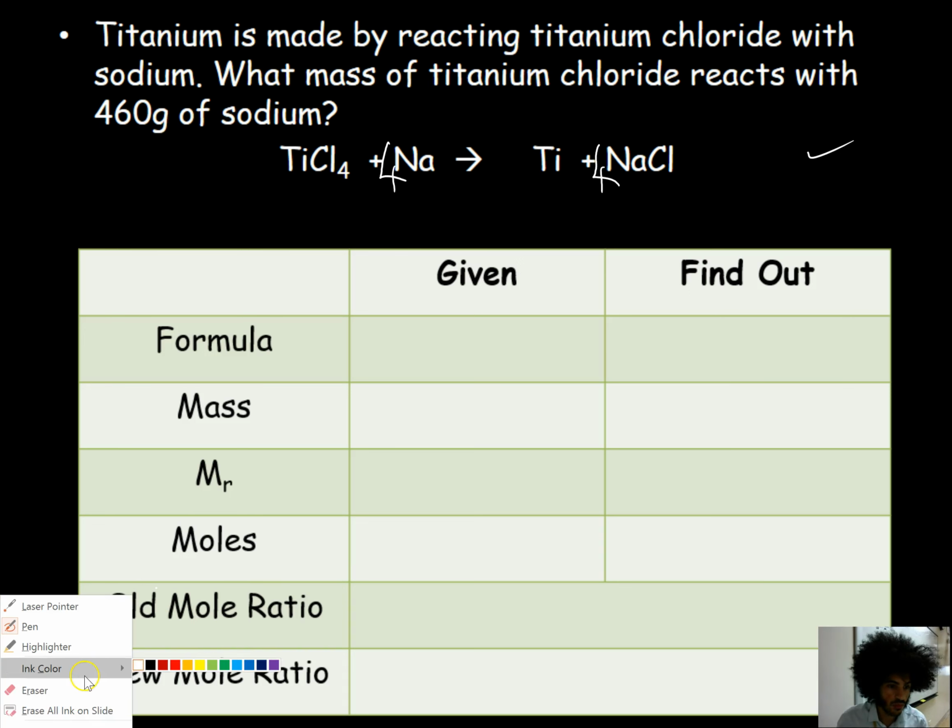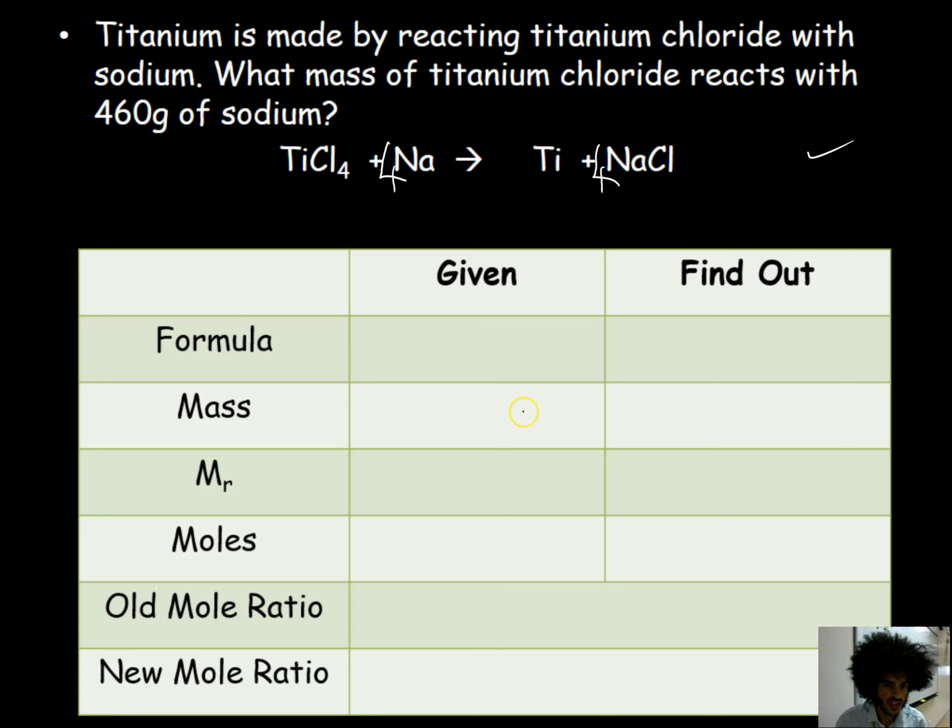I've done my balancing. I now need to work out my moles. I need to fill out all this information first, just to get myself organised. So I've been given 460 grams of sodium right there, and I'm trying to work out the mass of titanium chloride, which is TiCl4. The Mr in this case is just sodium, so the mass of sodium is 22.99.